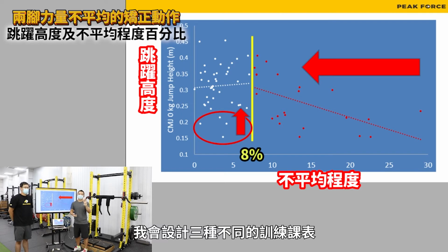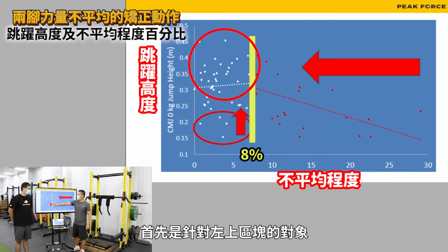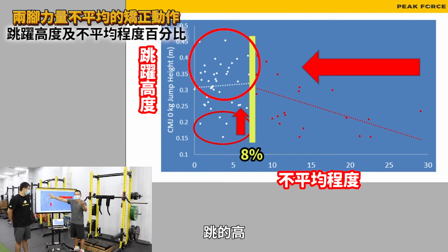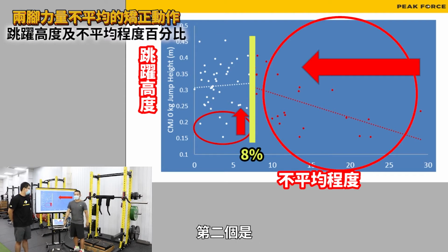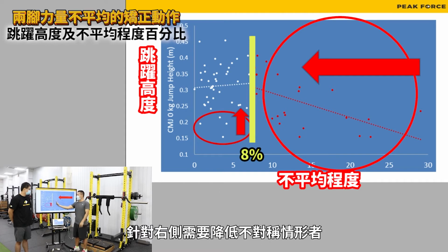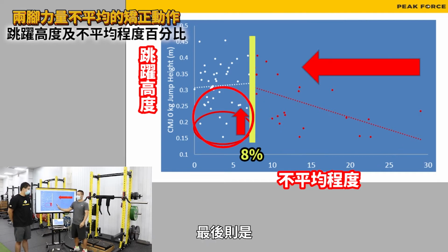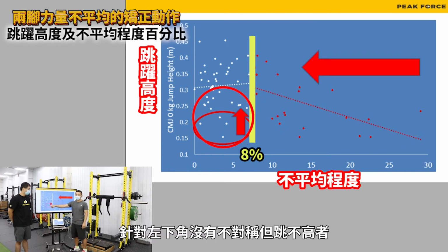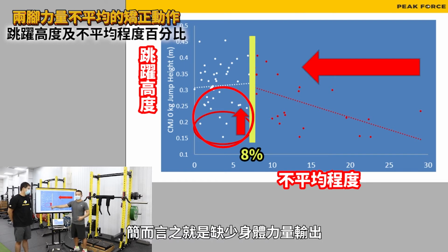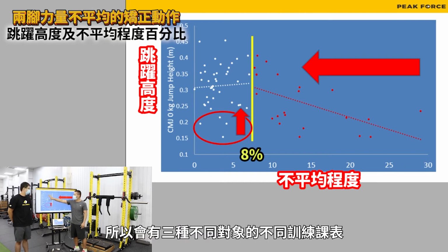Based on this data, if I were designing the training program, I would create 3 different training programs. The first is for people here, people who jump high and don't have much asymmetry. The second is for people who need a reduction in asymmetry percentage. The third is for people here: people who don't have asymmetry but don't jump high, so it's simply a lack of physical output. So I have group 1, group 2, and group 3 for different training systems.